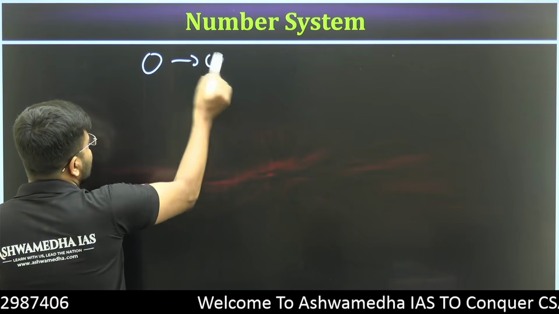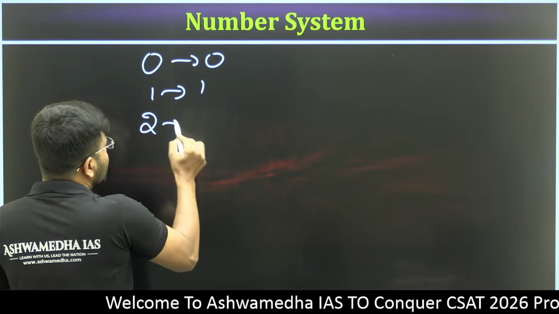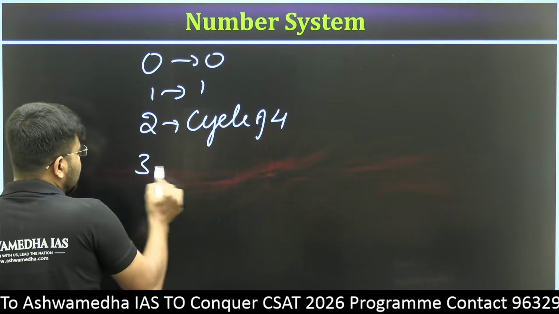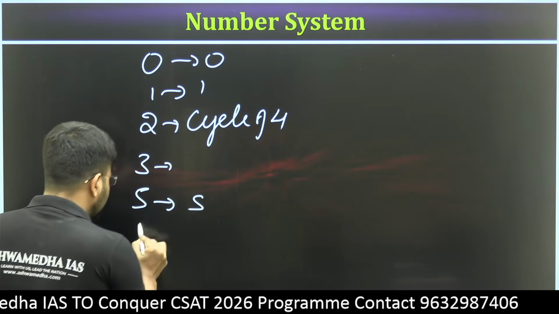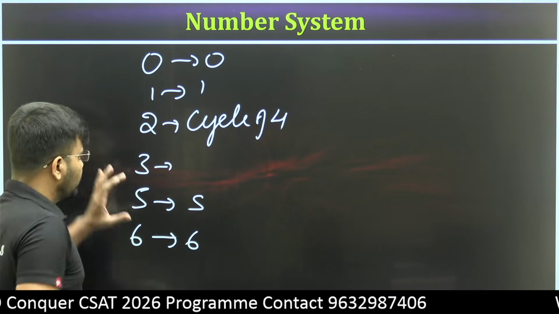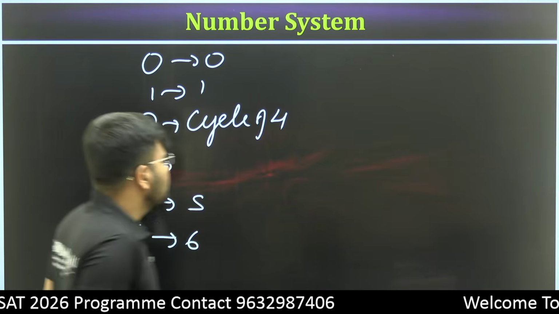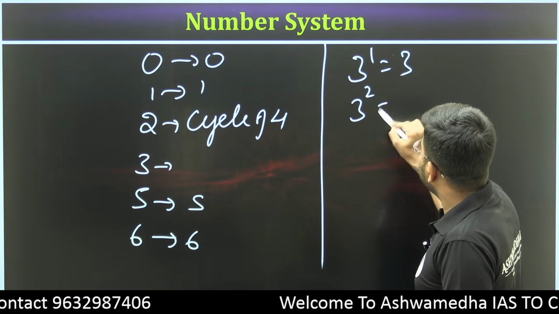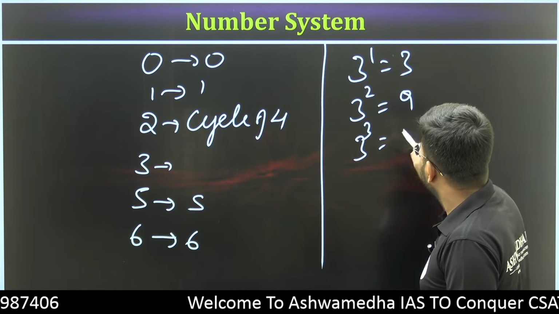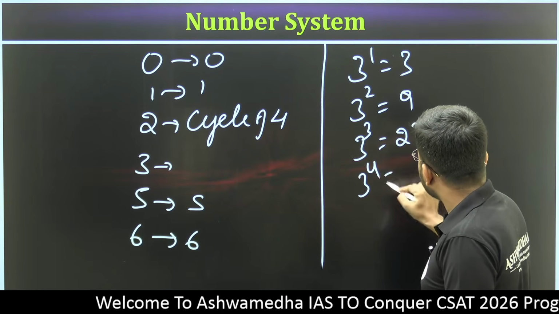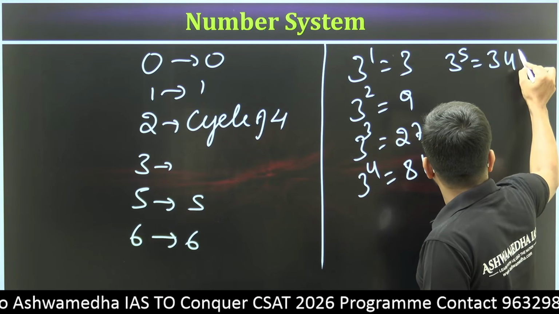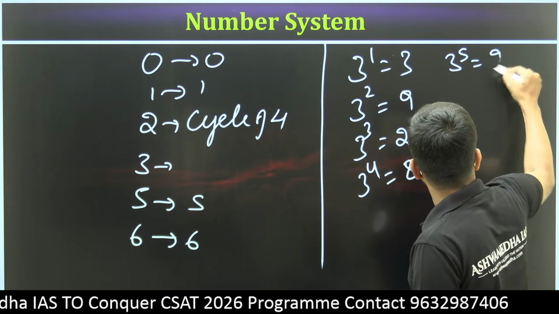0, 0, 1, 1, 2 has a cycle of 4. Now 3. 5 is 5 itself. 6 is 6 itself. Now let's find out for 3. What is 3 power 1? 3 power 1 is 3. 3 square is 9. 3 power 3 is 27. 3 power 4 is 81. Again, 3 power 5 is, sorry, 243. It is 243.